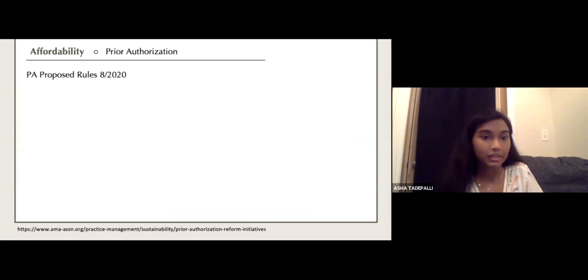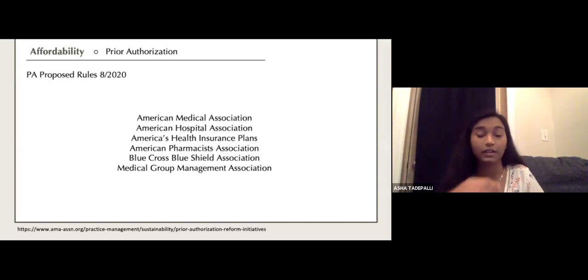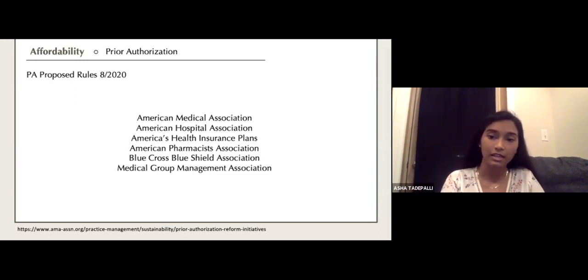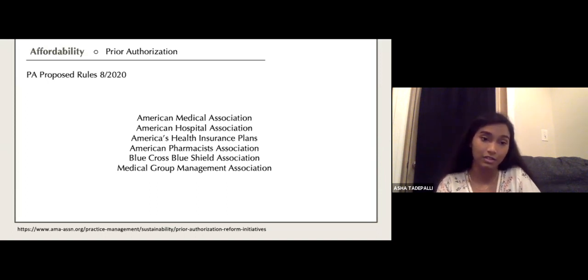Looking at reform, the PA proposed rules were brought out in August of 2020 by the National Committee on Vital and Health Statistics Subcommittee. These proposed rules may be applied to this process to make these medications available to our patients. And all were co-signed by the American Medical Association, the American Hospital Association, America's Health Insurance Plans, the Pharmacists Association, Blue Cross Blue Shield, and the Medical Group Management Association. I mentioned earlier that it was proposed in August of 2020 and it was heard in Congress, but there's only been follow-up correspondence, which was published in October of 2020, with no action yet.